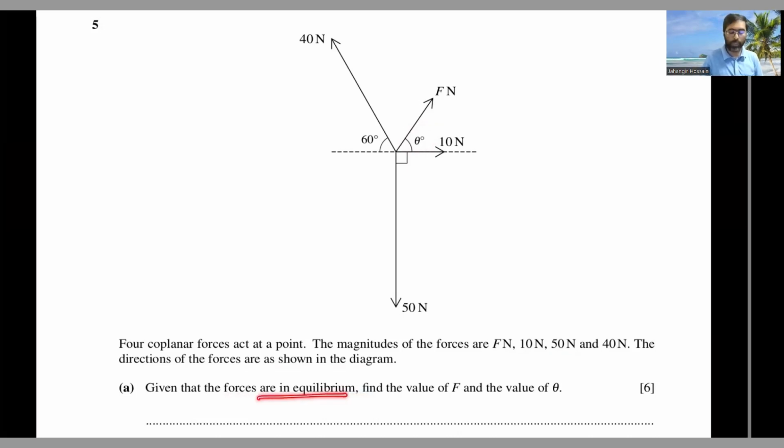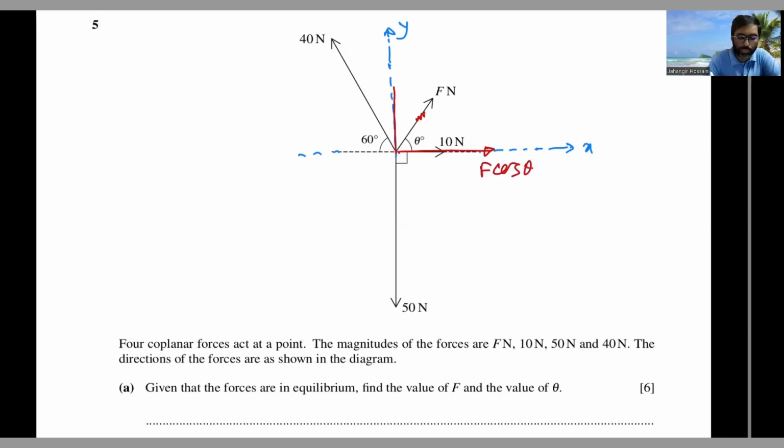When the forces are in equilibrium, the forces are balanced. So in two dimensions, we first need to consider two directions. Let's say the dotted line is the x-axis and perpendicular to this is the y-axis. Here you see 10 Newton and 50 Newton. These two act directly along the axes. The other two forces, F Newton and 40 Newton, do not act along the axes, so you need to resolve them. F Newton makes an angle of theta with the x-axis, so the x component is F cos theta and the y component is F sin theta.